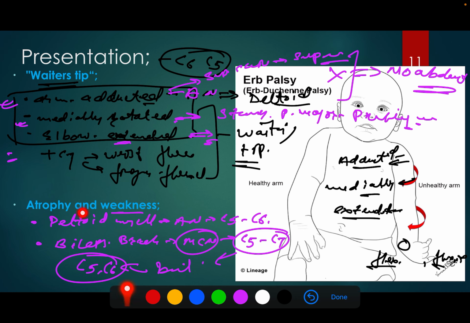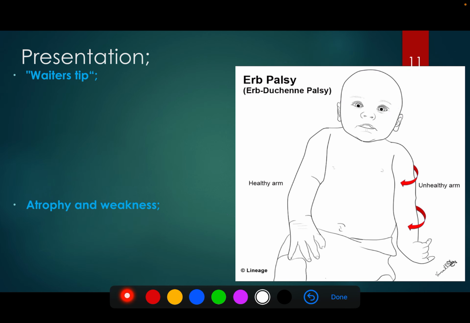That's why they can ask you the question in the exam. The muscles which are negatively affected are the deltoid muscle and then the biceps brachii muscle. So please remember this one, they are the negatively affected muscles. This is the question in the exam. These are also the questions in the exam, the presentations of Erb's palsy, right?